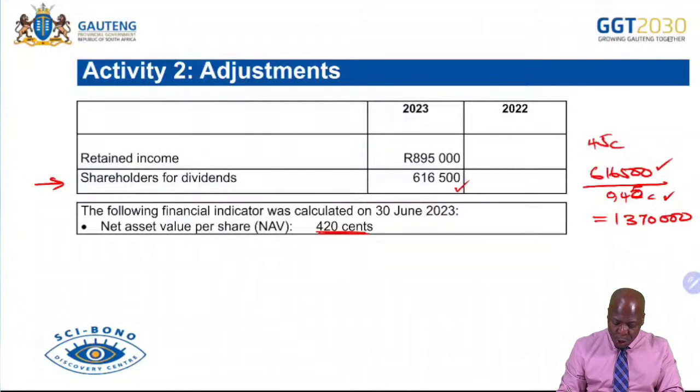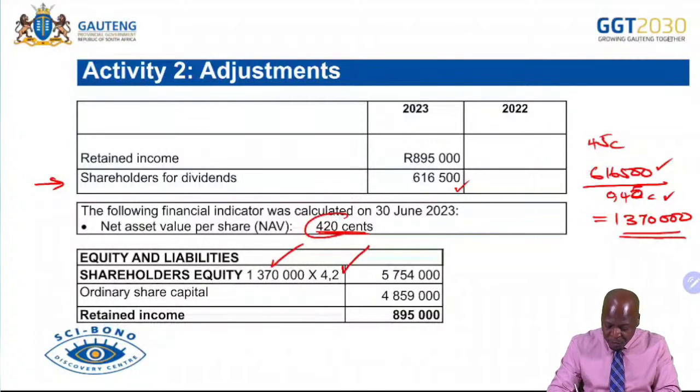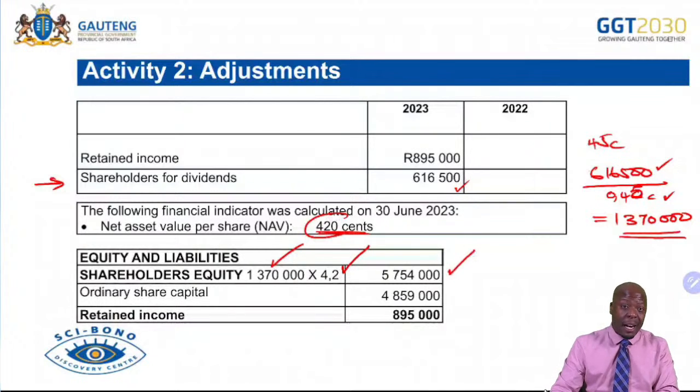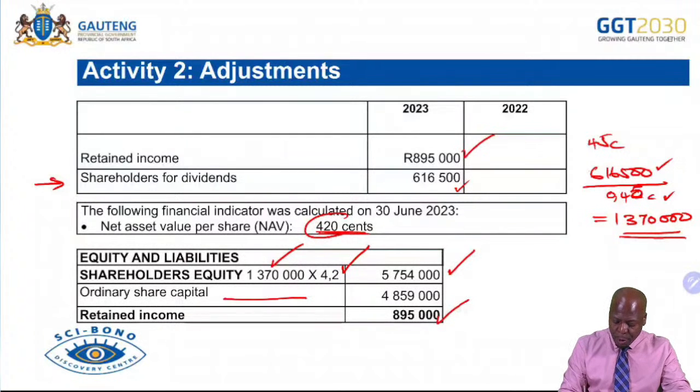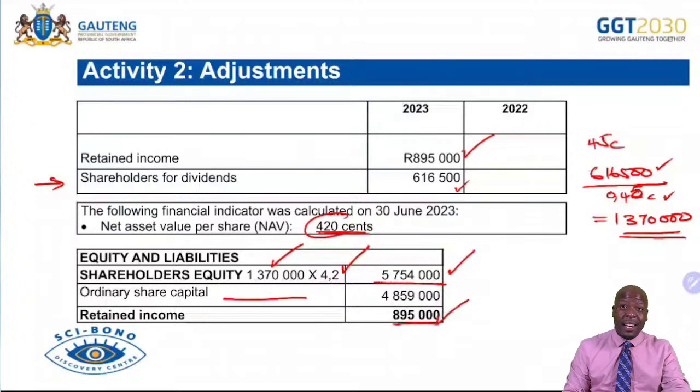So we had 1,370,000 shares when we were declaring final dividends, which therefore means if I want to get my shareholders' equity, I would take that number of shares, 1,370,000, then I simply multiply it by my NAV, which is 4.2. Then I end up with 5,754,000. Once I have that one, it is easy because remember I have my retained income here. Then I can simply say my shareholders' equity, which is 5,754,000 minus 895 to get your 4,859,000. This was the last adjustment.